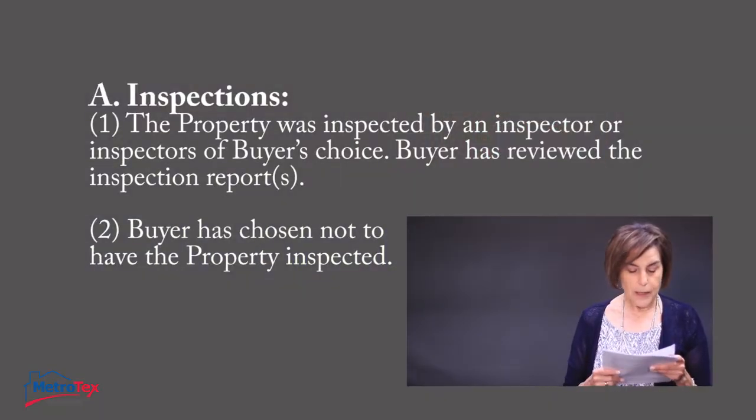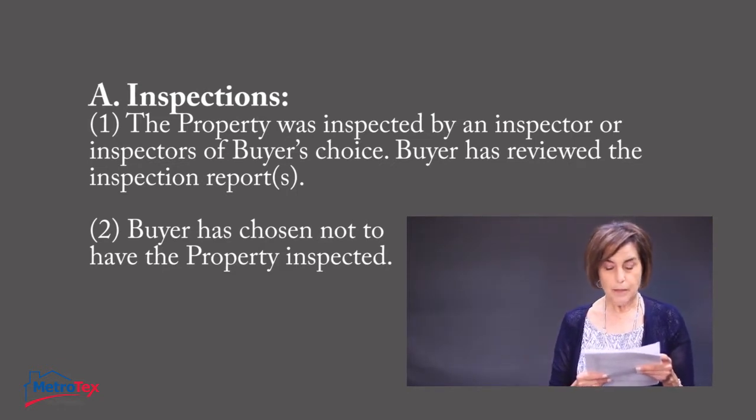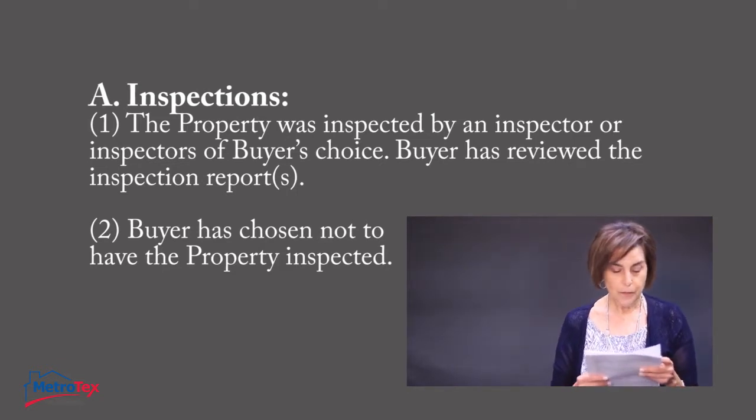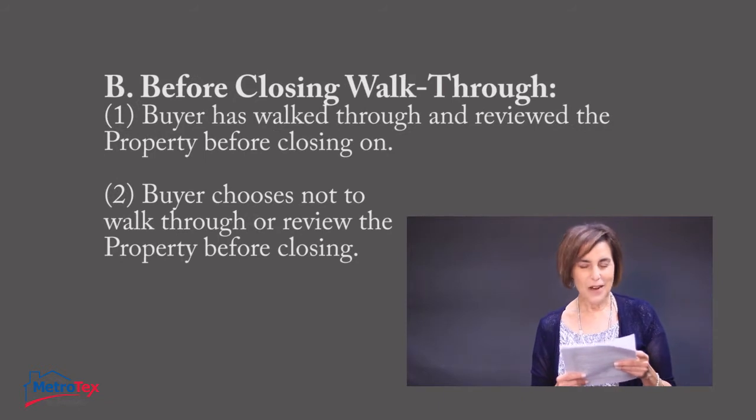So number one, inspections. A, the property was inspected by an inspector or inspectors of buyer's choice. Buyer has reviewed the inspection report. B, buyer chose not to have the property inspected. Why would you do that? 2, before closing walkthrough.